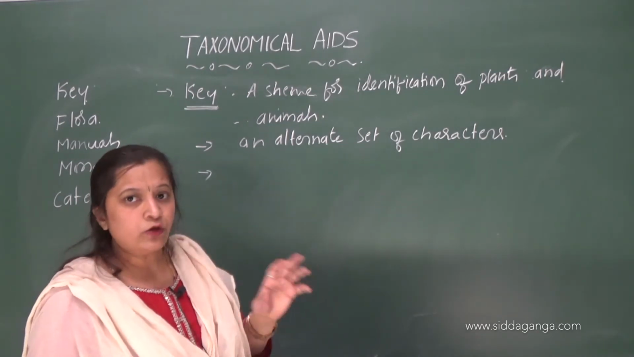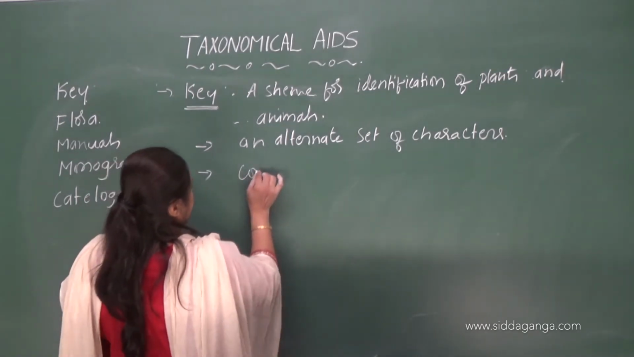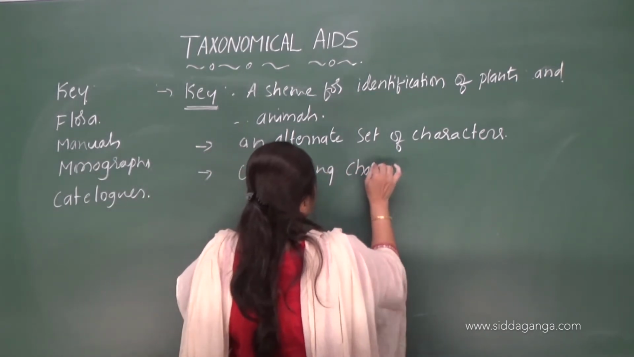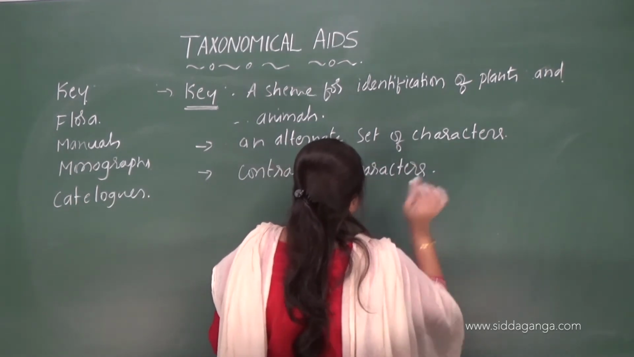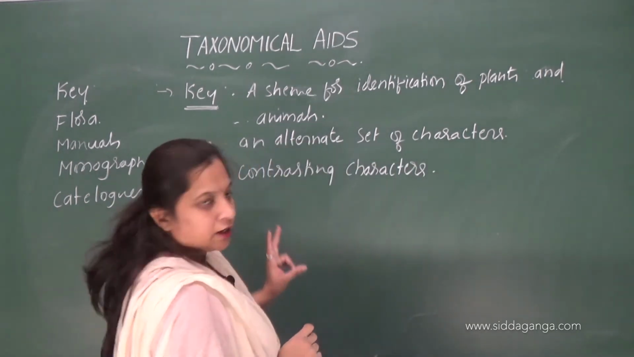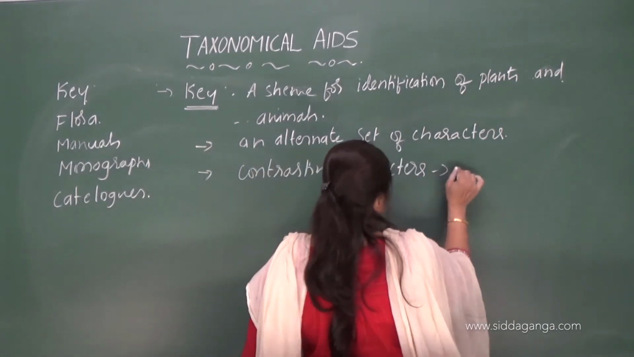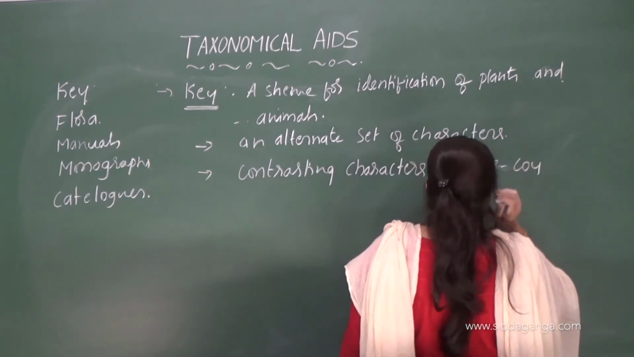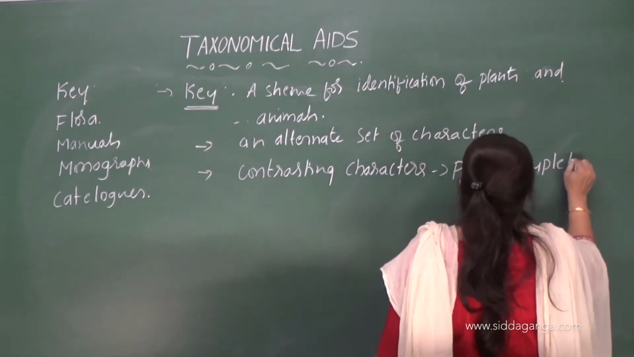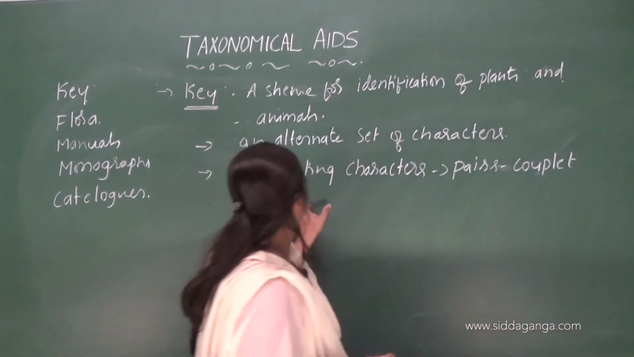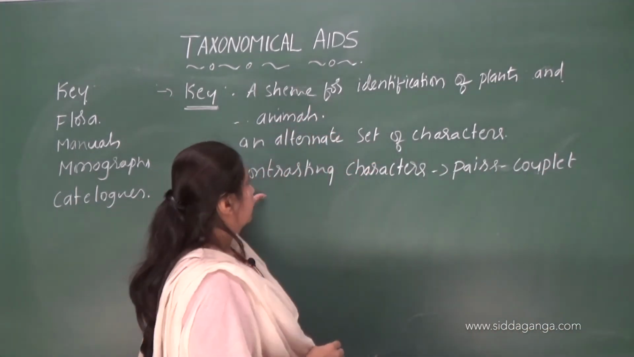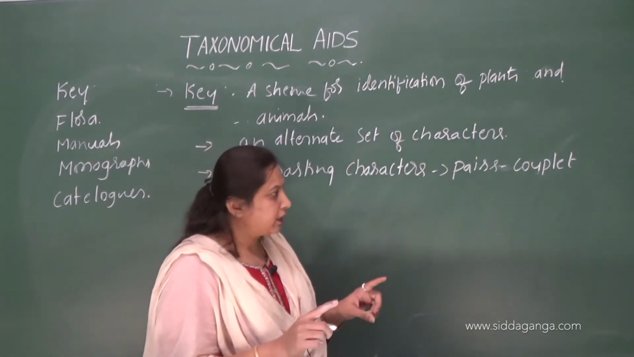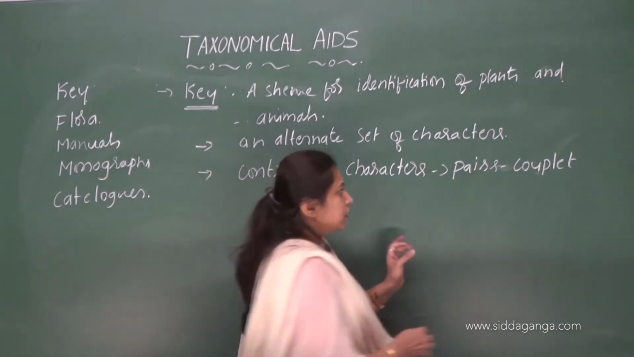Generally these keys are based on contrasting characters. Generally these contrasting characters are in pairs. These are called couplets. So the keys are based on contrasting characters, and these contrasting characters in pairs are called, what is it? Couplet.